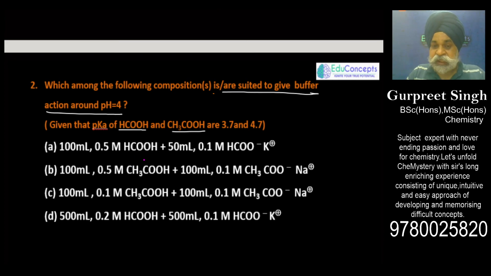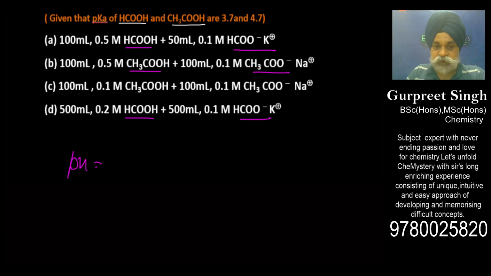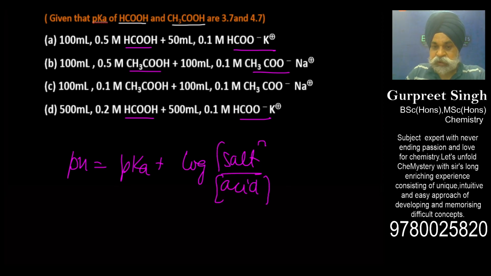First you have to check which of these compositions would give you a buffer solution of around pH 4. Acetic acid with potassium acetate as salt is given, formic acid and its salt is given, acetic acid along with sodium acetate, and formic acid along with its salt. All 4 options contain a weak acid along with its salt. So what is the formula for the pH for this? pH would be pKa plus log of salt upon acid. Salt upon acid, this is what you are supposed to do, the concentration of salt upon the concentration of acid.